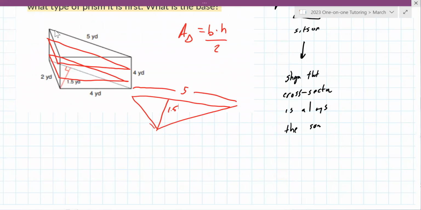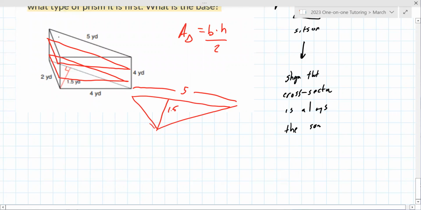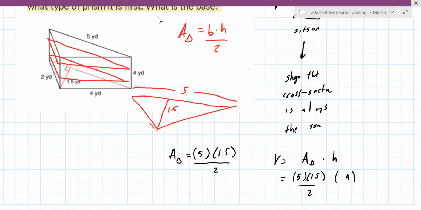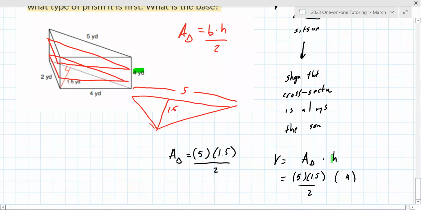I know this is a couple of things in a row, because it's the first time you've seen one of these. The area of the triangle is 5 times 1.5 divided by 2. But the whole volume is that area of the triangle times the height. So it's the 5 times the 1.5 divided by 2 times the 4. The 4 in this problem over here is the height. We're going to do more of these, but this is kind of what to expect here.